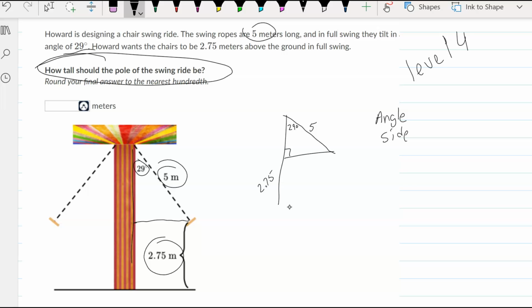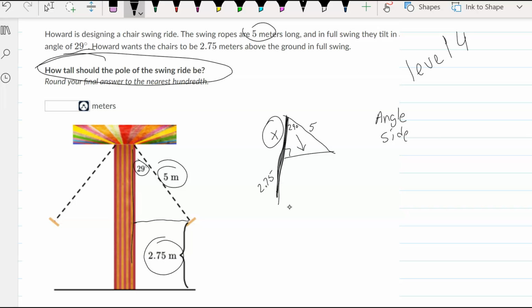I need two things, an angle and a side. I can now find this side. I can find the length of this side, and that's what I want, because I want to know the whole length of the side here. I want to know the length of the pole. So if I know the x, I can add it to 2.75 and I'm done. Alright, so what do I need to find?